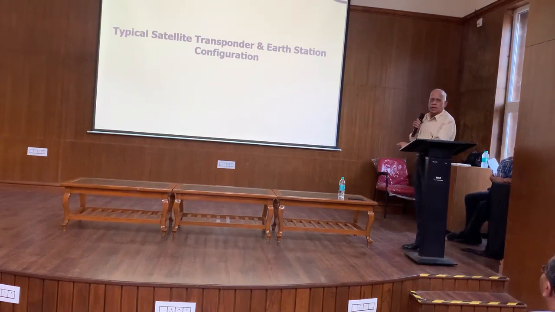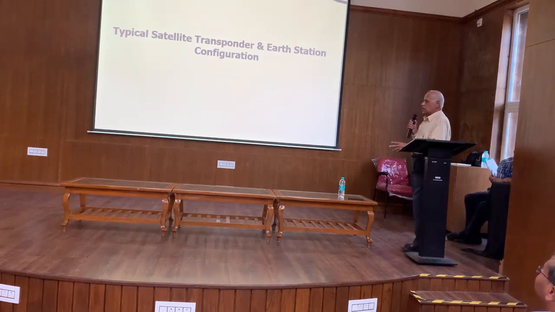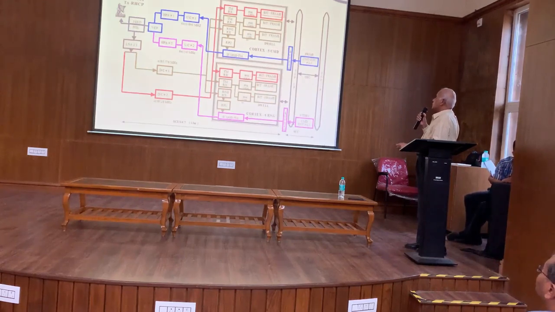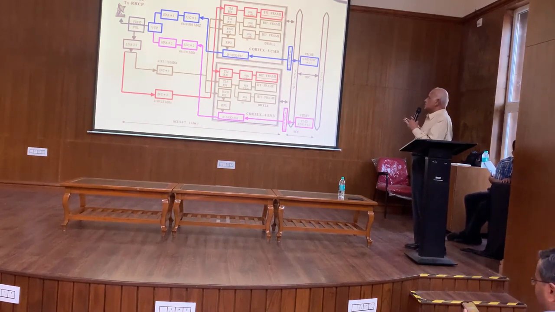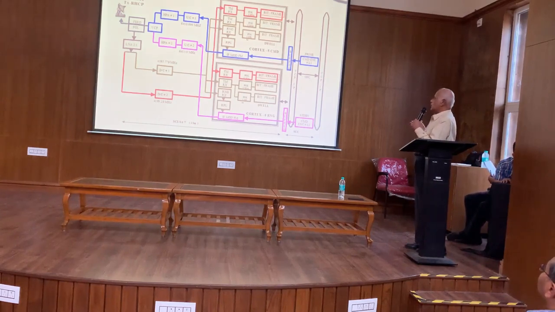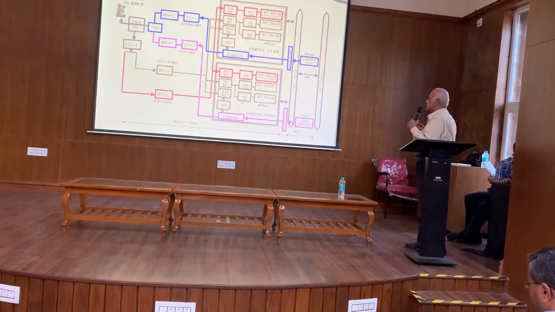Okay, now I am migrating to some of the ground station and satellite hardware components, how they look. Next. Here is the earth station configuration. This is the earth station configuration for the satellite control facility located at Hassan. This is used for commanding the satellite, receiving telemetry signal and processing and displaying the telemetry information from the satellite, and also for ranging. Just one example I'll give and then the rest of the things I will not describe.